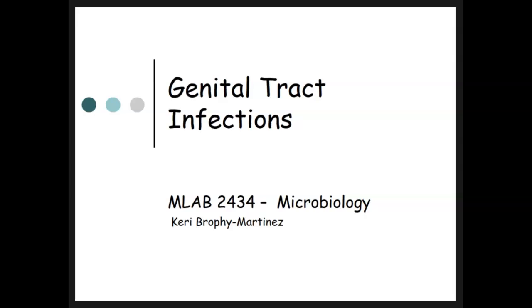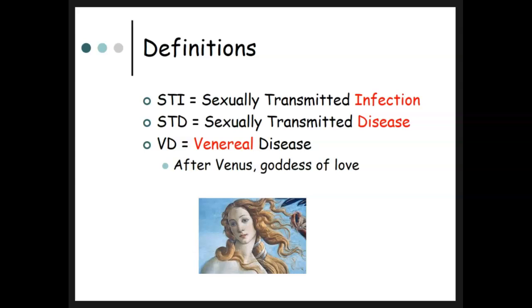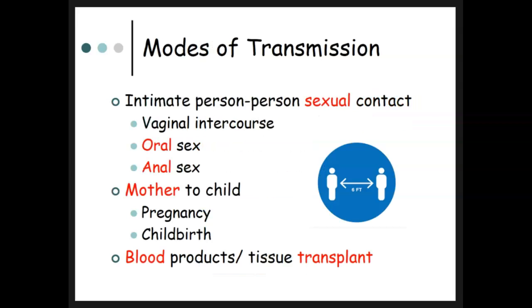This is chapter 38 from the Mahon microbiology textbook, and we will be discussing genital tract infections. Some definitions to know: STI is sexually transmitted infection, STD is sexually transmitted disease, and VD is venereal disease, after the goddess of love. Genital tract infections are passed through intimate person-to-person sexual contact, through vaginal intercourse, oral sex, anal sex, from mother to child during pregnancy or childbirth, and also through blood products or tissue transplant.